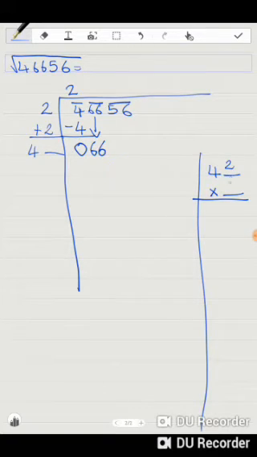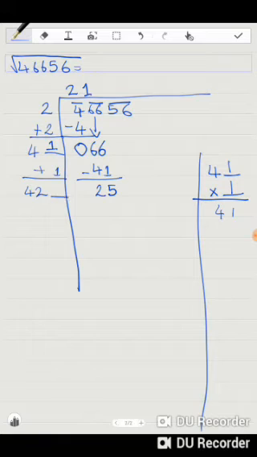If I put 2, what will I get? 84, which is definitely greater than 66. Correct. So we have to go a digit lower and check. So 41 into 1 is 41, which is lower than 66, and we have no other choice then. So 41 ones are 41. So I subtract it. I get the remainder as 25. Now this 1 I add to 41. So I get 42 and I leave a blank at the end.